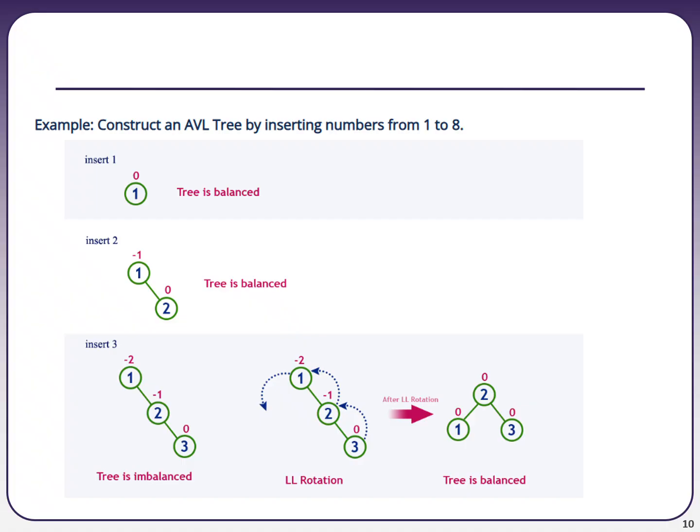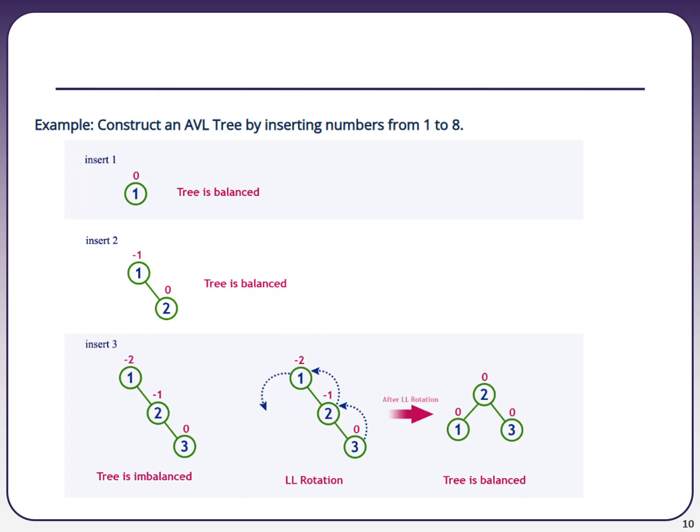So this is the construction of an AVL tree by using the elements from 1 to 8, digit numbers. In the first step, insert 1. The first node should not have any left or right side, so the balance factor is 0. The next one is 2.